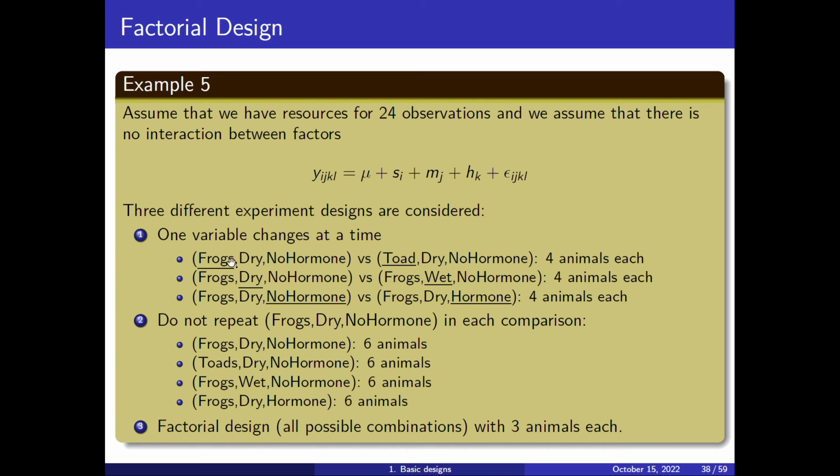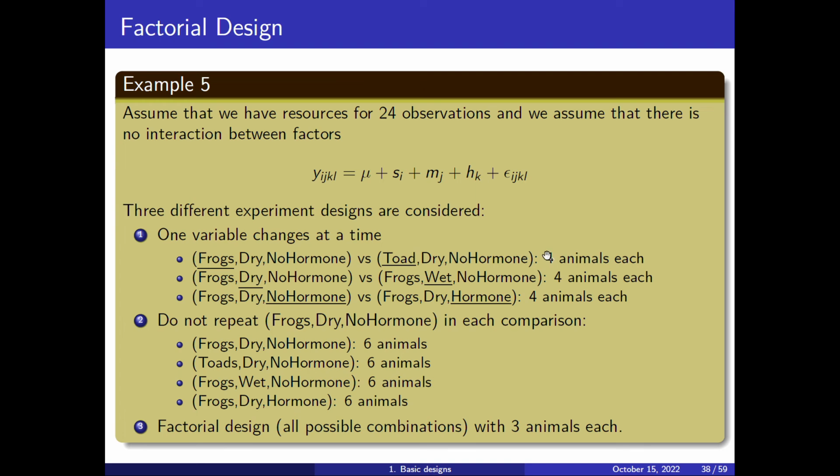We will have 4 animals in each one of the groups, and now we can estimate what is the contribution of frogs and toads, but only in this condition, dry with no hormone. And then we take the same reference group, and now we change the second variable, so we change from dry to wet, and then we have 4 animals in each one of the groups, and the same for the hormone and non-hormone.